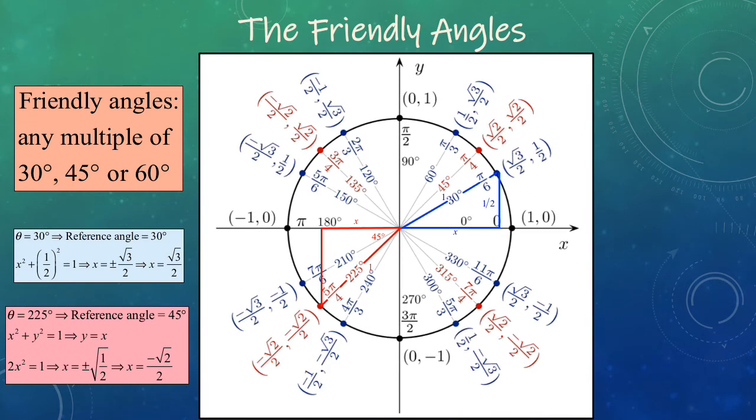Here are all the points on the unit circle for the friendly angles. Notice that in quadrant 2, the x is negative. In quadrant 3, both x and y are negative. And in quadrant 4, the y coordinate is negative. We could use these coordinates then to find the trig functions of angles. However, we will find that there's a slightly easier procedure which we will outline on the next slide.